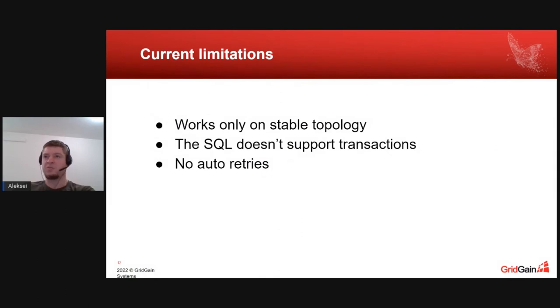Let's talk about current limitations. The upcoming transactions in the next alpha version have some limitations because the implementation is not yet finalized. First, it works only on stable topology. Restarts are not allowed. Second, the SQL doesn't support transactions. And third, auto retries are not implemented.